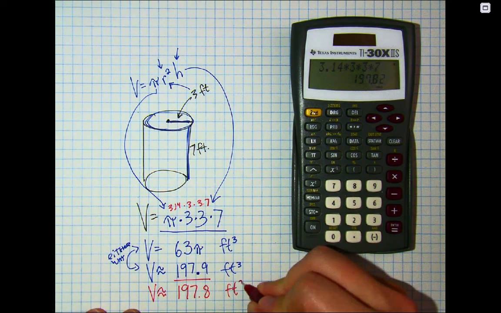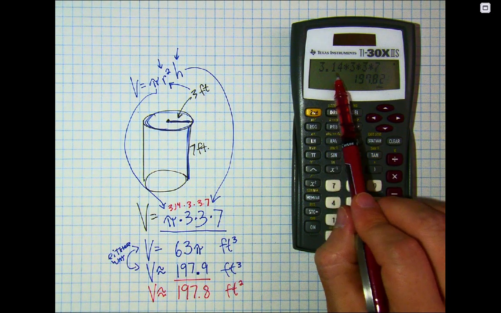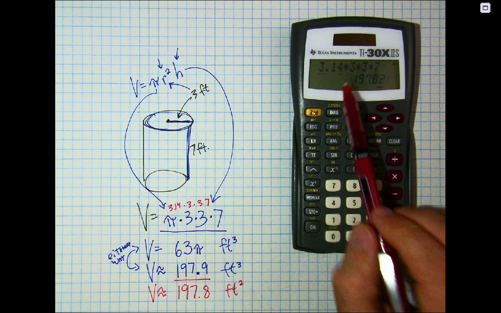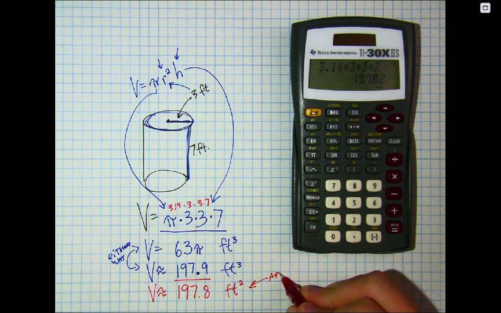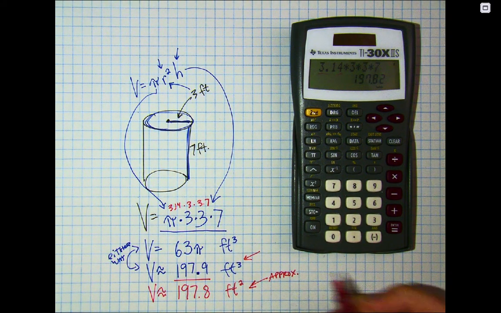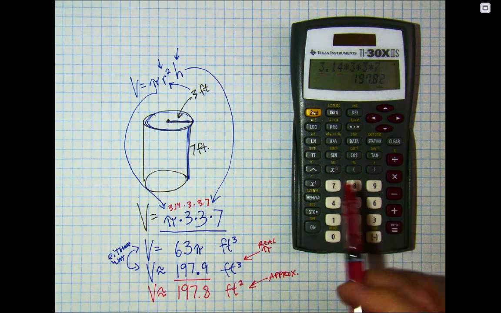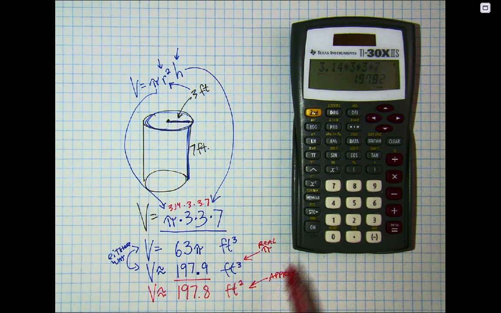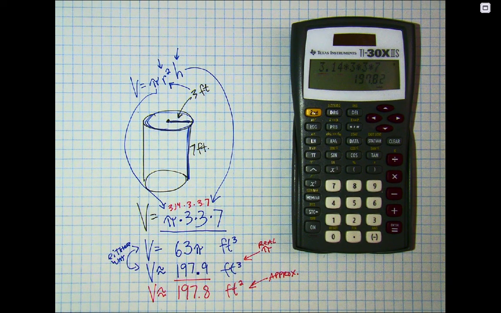Why is there a difference? Because does pi equal exactly 3.14? No, it's approximately 3.14. So this answer right here is even more of an approximation than this one, because this one used the real pi number, the full pi number, when I pushed the pi button, and this one used just 3.14, not the actual real value of pi.